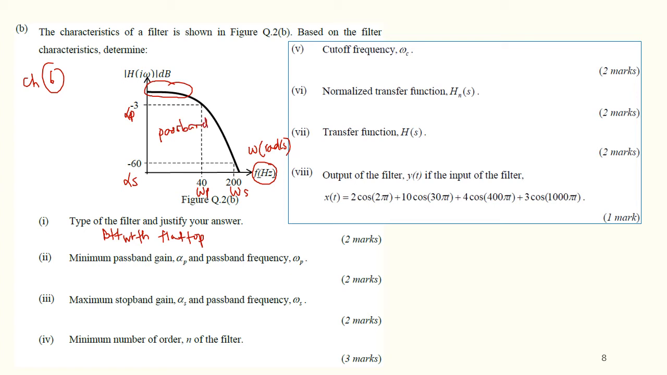And then, is it low pass or high pass? So obviously in this shape it is a low pass filter. It is a Butterworth because you have flat top samples or no ripples, and it is a low pass because only the low frequency component will be chosen.